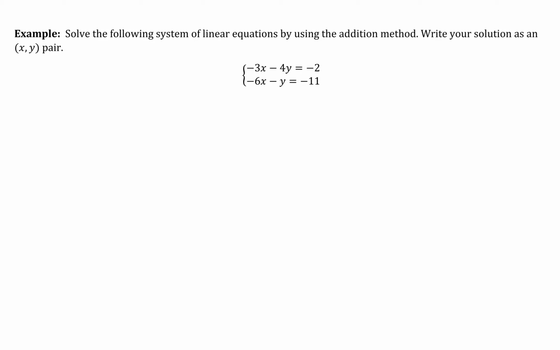In this video, we will solve a system of linear equations by using the addition method. Now, in order to use the addition method and for it to do what we want it to, which is to cancel out a set of variables, we need to first ensure that one of our set of variables has opposite coefficients.